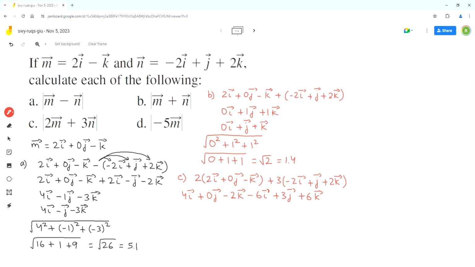Now we can combine the i, j and k terms. So for i terms, we have to do 4 minus 6, which is equal to negative 2. For j terms, we have to do 0 plus 3, which is equal to 3. And for k terms, we have to do negative 2 plus 6, which is equal to positive 4. Now we can find the magnitude of this vector.